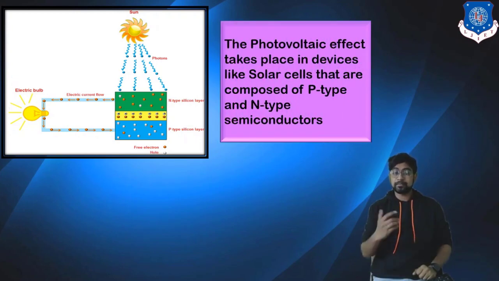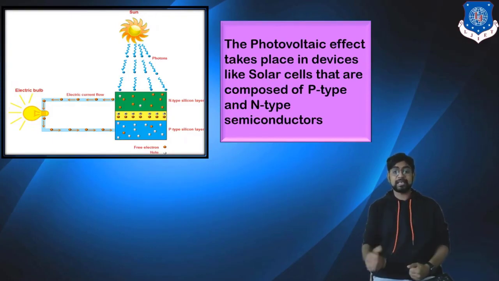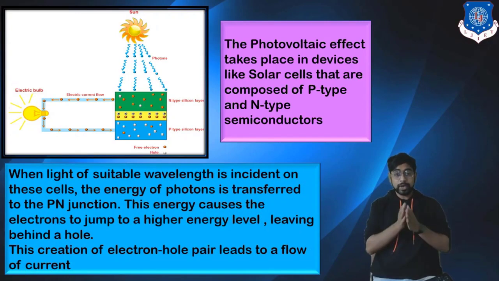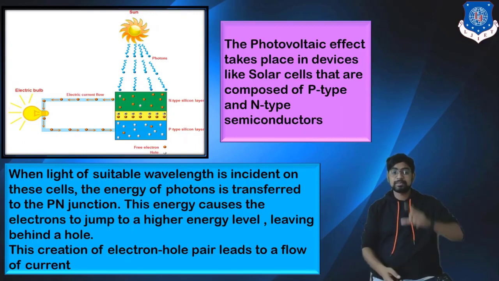The photovoltaic effect takes place in devices like a solar cell that are composed of p-type and n-type semiconductors. When light of suitable wavelength is incident on the cell, the energy of the photon is transferred to the p-n junction. This energy causes electrons to move to a higher energy level, leaving behind holes, and this creation of electron-hole pairs leads to the flow of current. When you connect across the load, the current flow is conducted through that load.